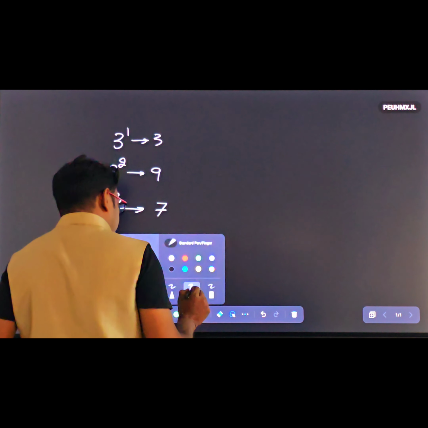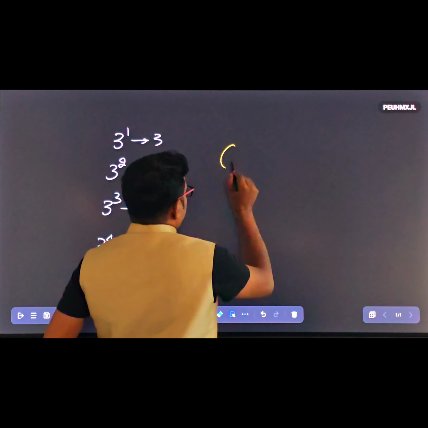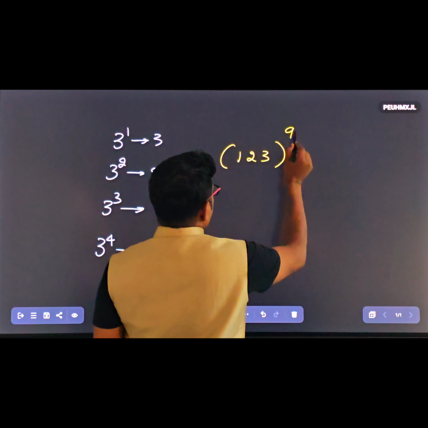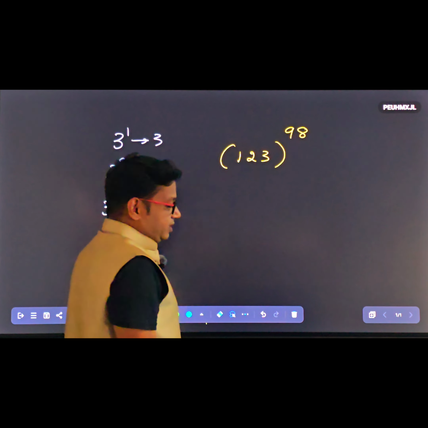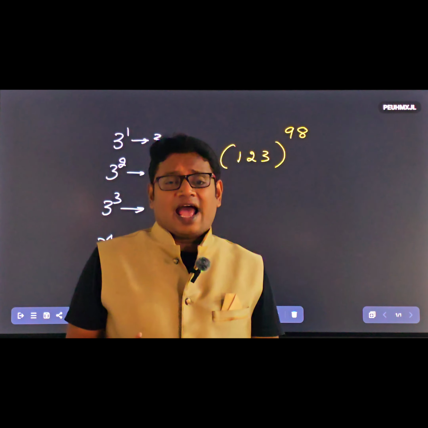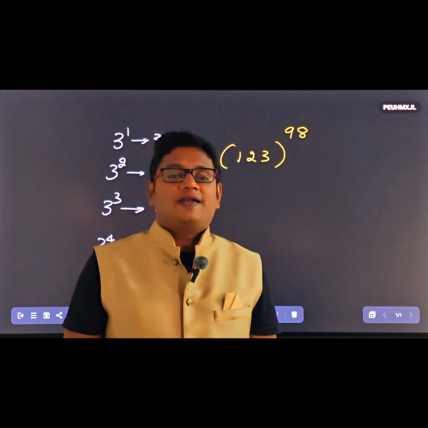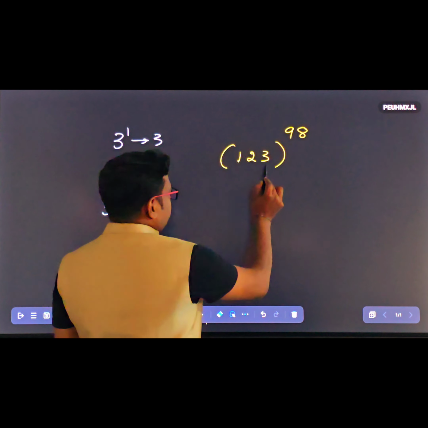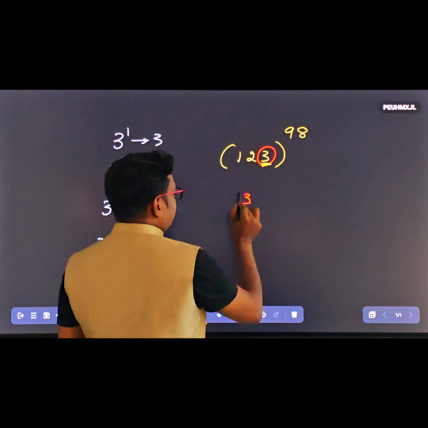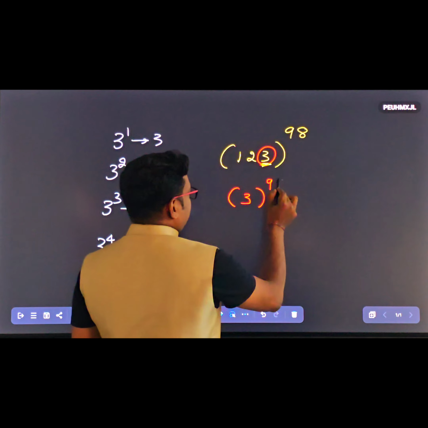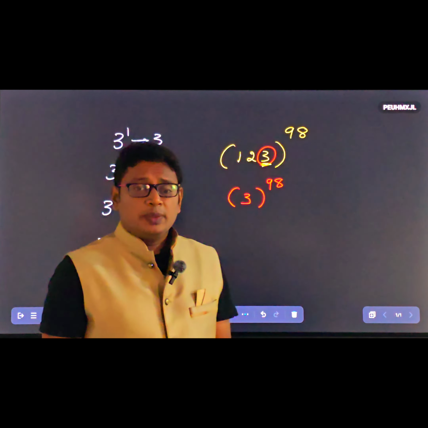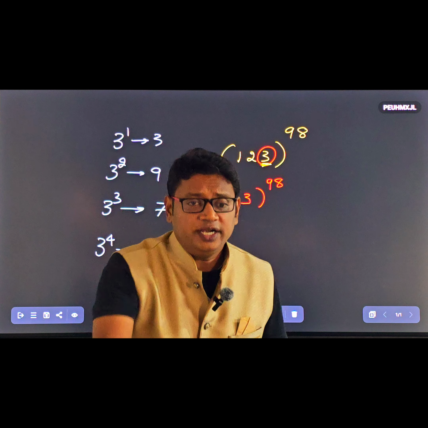Suppose in your competitive exam, they give a question like this: 123 to the power of 98. What is the unit digit? What are they asking? To find the unit digit. Since they are asking only the unit digit, you need not consider the entire number. So what is there in the unit digit? 3. Just worry about 3 only. Now this can be written as 3 to the power of 98. Sir, why are you writing only 3? Because the unit digit depends upon the unit digit only.